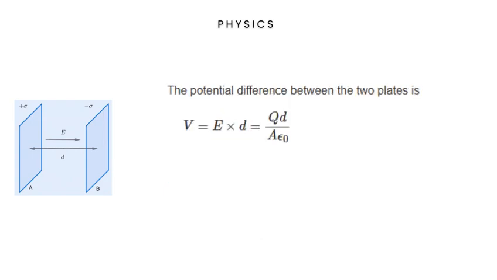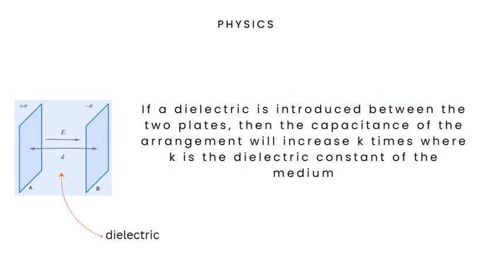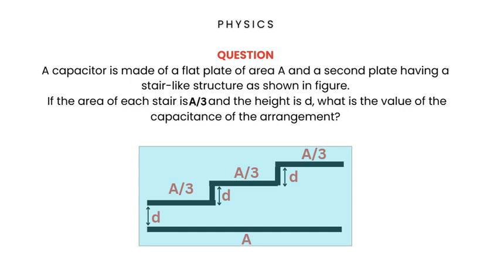The potential difference V between two plates equals electric field multiplied by distance D. V equals ED equals Q times D by A epsilon naught. Therefore, capacitance C equals Q by V equal to A times epsilon naught divided by D. This is the formula for capacitance for the parallel plate capacitor. If a dielectric constant K is introduced between the two plates, then the capacitance of the arrangement will increase K times. We shall get back to the original question now.